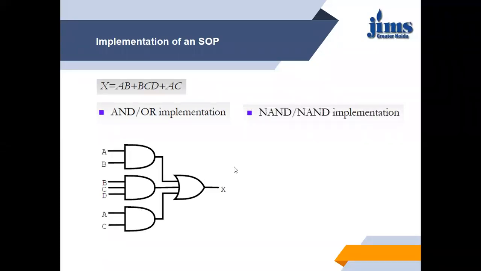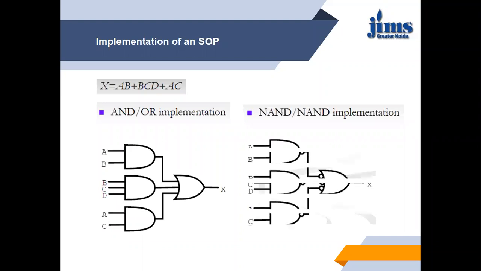Further, we can implement it with the NAND implementation also. It will be like this. How this implementation comes, I will study later on, how to implement any Boolean function with the help of NAND gate only, because NAND and NOR both are the universal gates. We'll discuss this later on. Up to now we stick to this particular implementation, that is AND-OR implementation. All product terms are obtained with the help of AND gates, and the sum of products is implemented with the help of the OR gate.